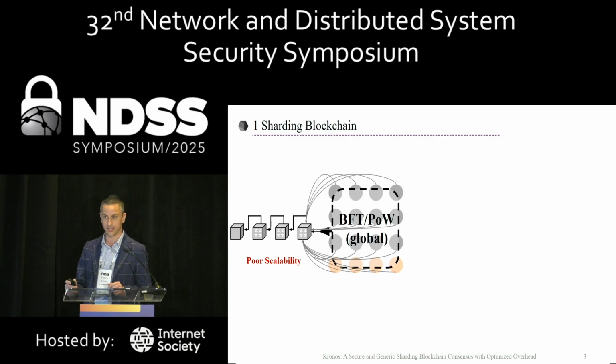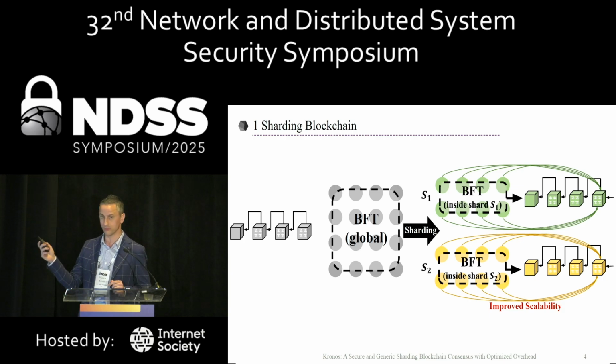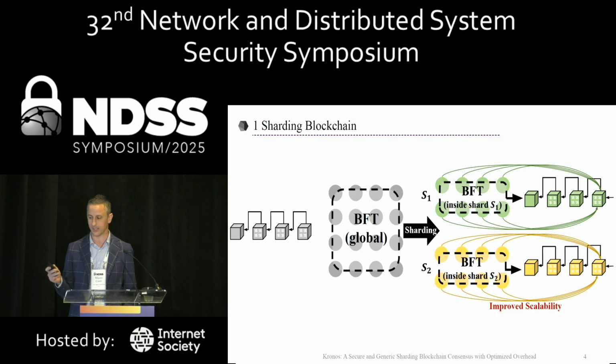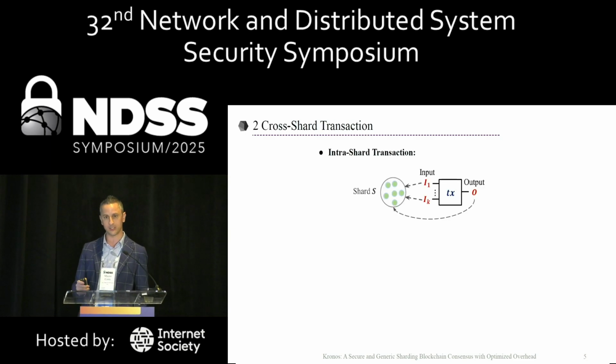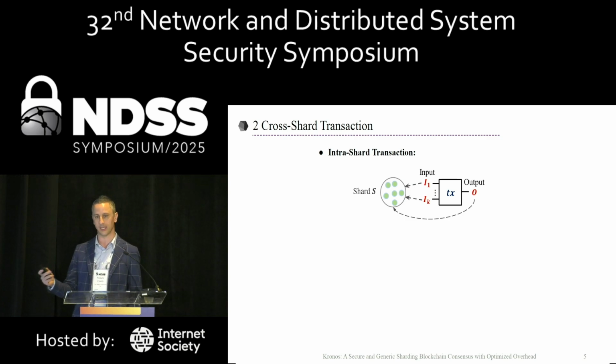Because of this lack of scalability, in 2016 the CCS paper, I think, proposed sharding, basically organizing the nodes into shards, where the nodes in a shard take care of transactions inside their own shard. In this way we have improved scalability, and we have two types of transaction. There are the intra-shard transactions, where all the input and output belong to the same shard, and this is easy to handle.